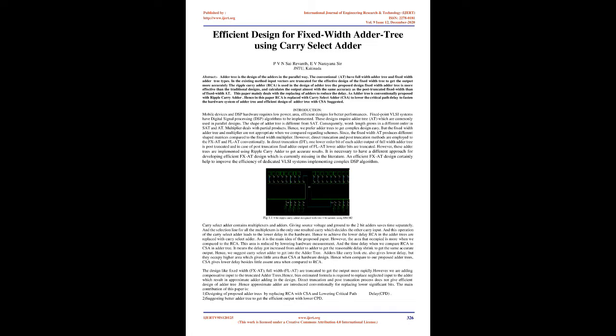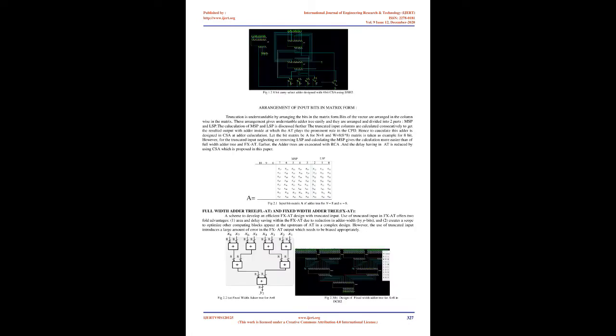However, direct truncation and post-truncation methods are conventionally employed for the FX-AT and FL-AT. In direct truncation, DT, one lower order bit of each adder output of the full-width adder tree is truncated, and in the case of post-truncation, the lower bits of the final adder output of FL-AT are truncated. However, these adder trees are implemented using ripple carry adders to get accurate results.